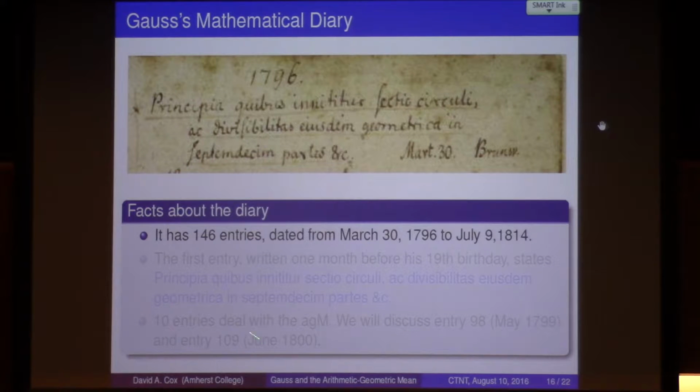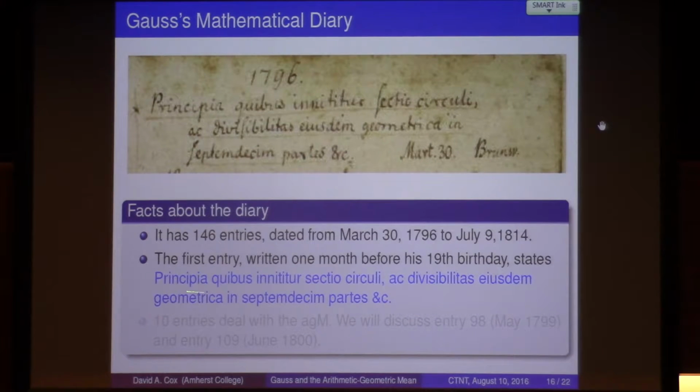And so, like I say, that's 146 entries. So there's the first one. He stopped doing it around 1814. And like I say, here's the very first entry, written out in a slightly more legible form. And it turns out that of these 146 entries, 10 of them deal with the AGM. So this is something he clearly thought was good enough to put in his mathematical diary.